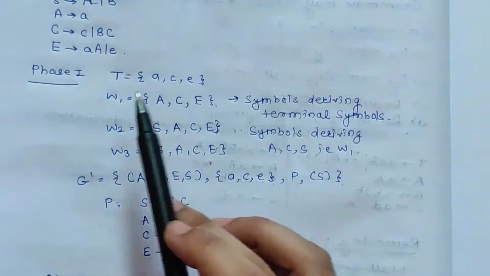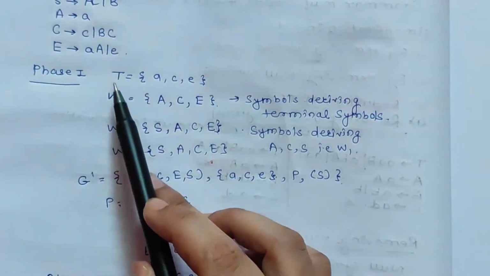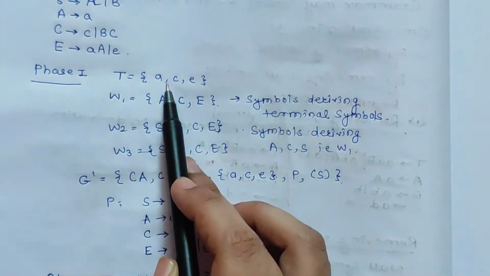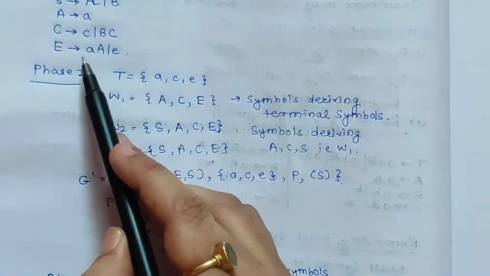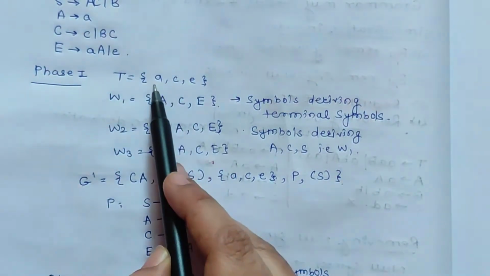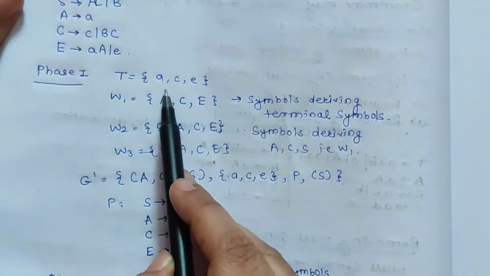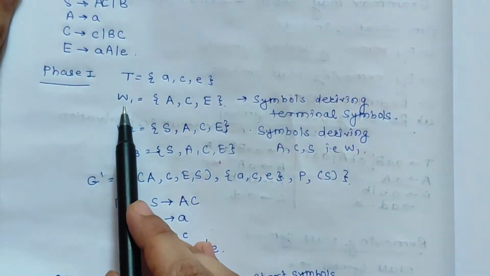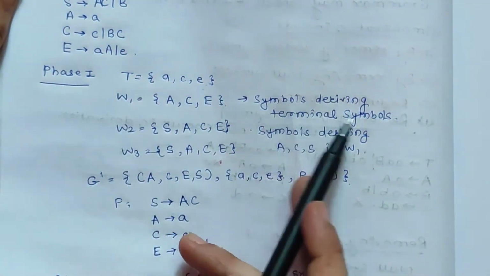In the first phase, you have to separate the terminal symbols and non-terminal symbols. Here terminal symbols are a, c and e. So I have separated the list: T equal to a, c and e. These are the terminal symbols, and then the symbols deriving terminal symbols.